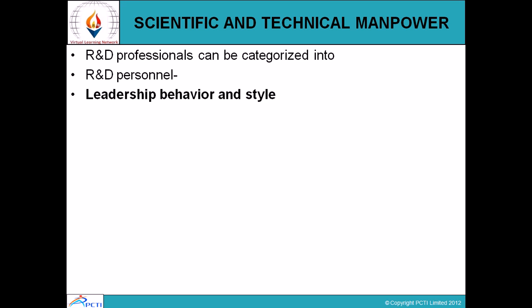So the first topic of today's session is scientific and technical manpower. Basically, research and development professionals can be categorized into research and development personnel, which includes different leadership behavior and leadership style, because a person is identified with their leading style and behavior.